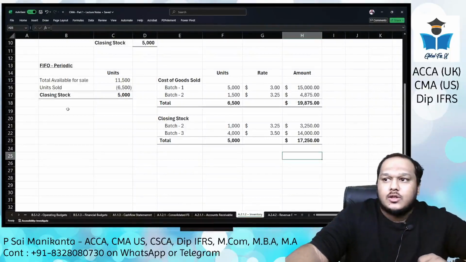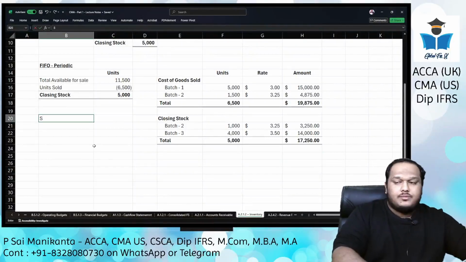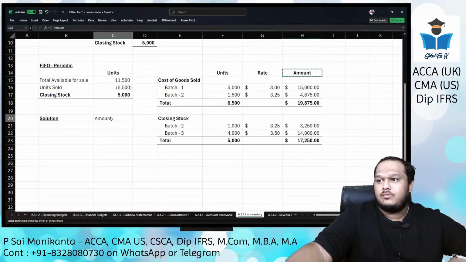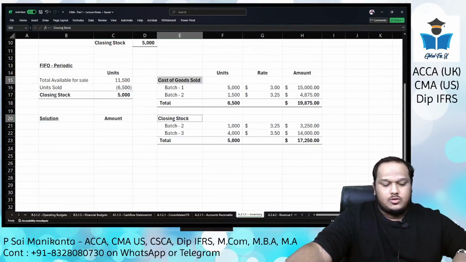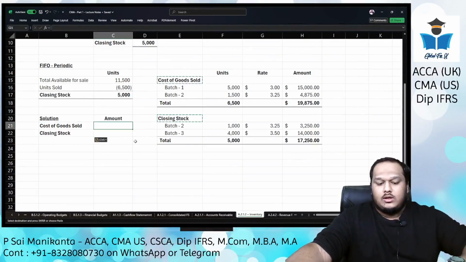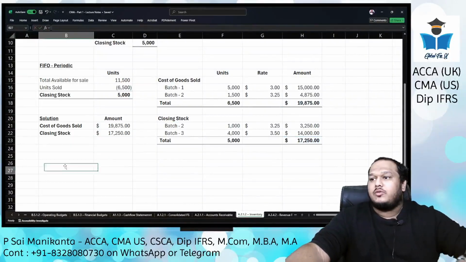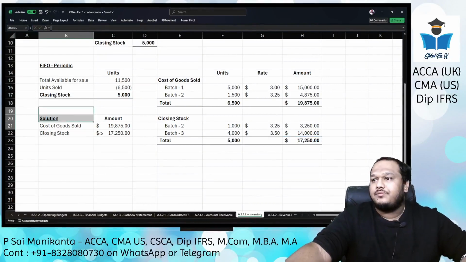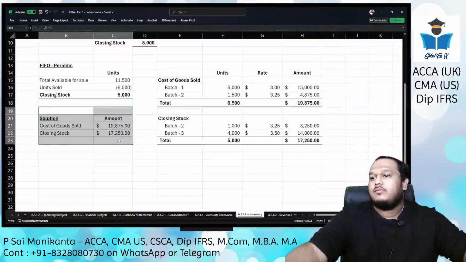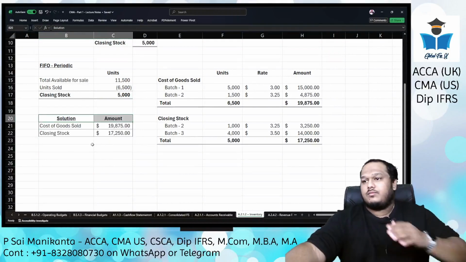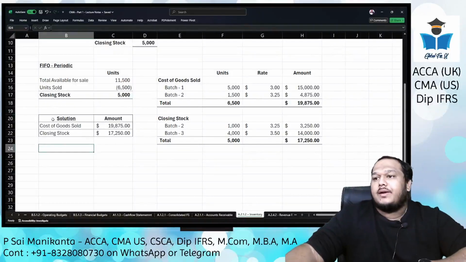So total cost of goods sold and closing stock is there. I'll keep the solution here, amount. So cost of goods sold and closing stock, I need those two, and cost of goods sold is 19,875, closing stock is 17,250. Okay. I think that looks good. All right.